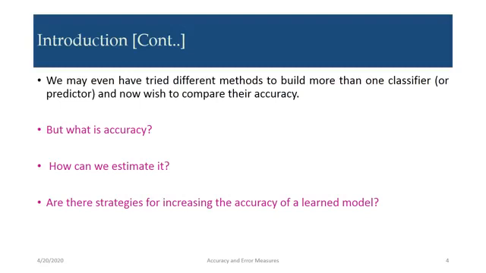How can we estimate it? How can you estimate the accuracy? That is the content of the next session. Are there any strategies for increasing the accuracy of the learned model? That is for the third session. So, this accuracy topic is designed in 3 sessions: in the first session we discuss the accuracy of the classifier or predictor and the concept; the second session covers the methods to estimate it; and strategies to increase the accuracy of the learned model are the third session content.